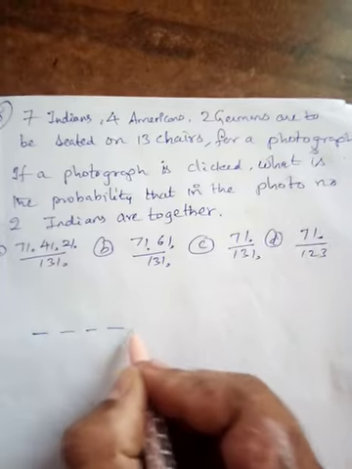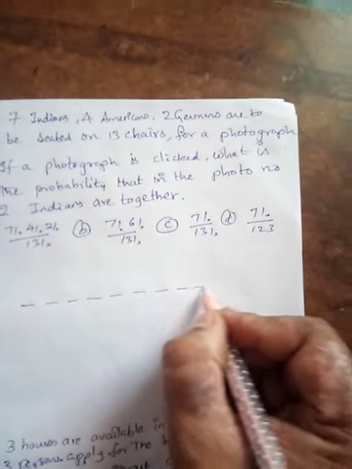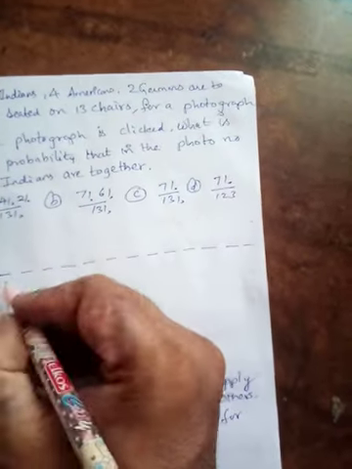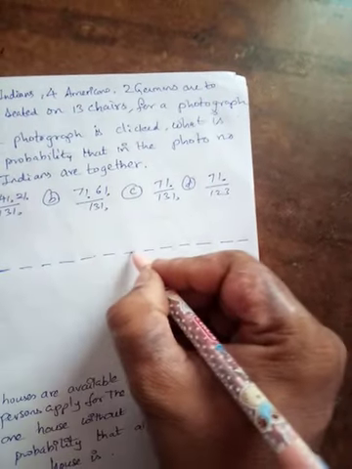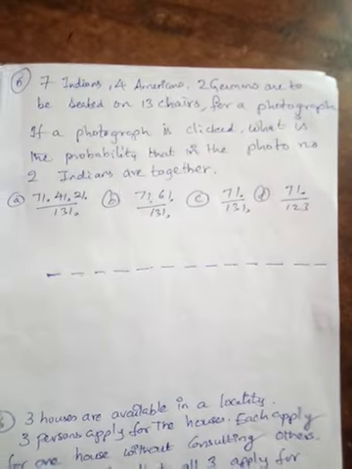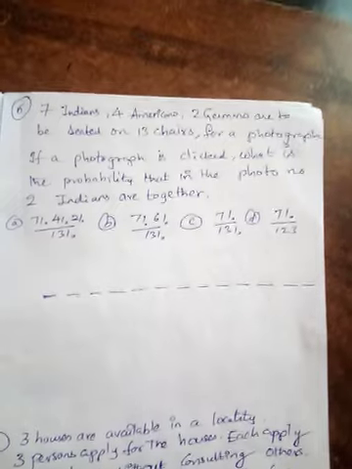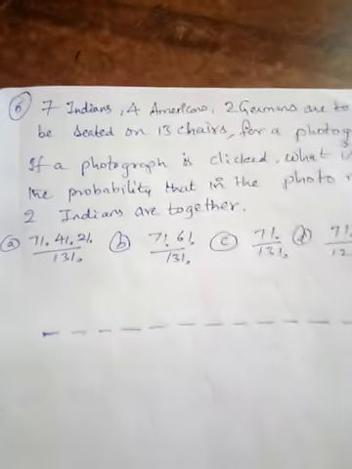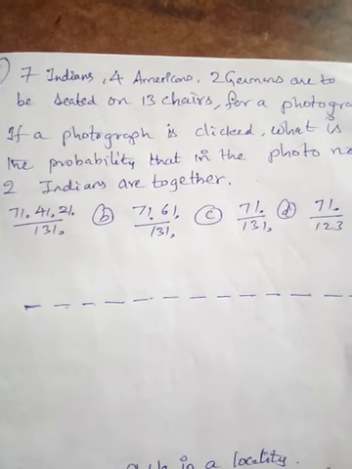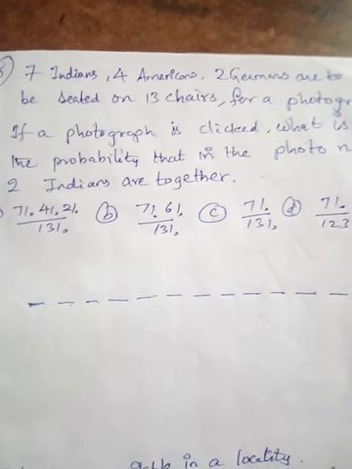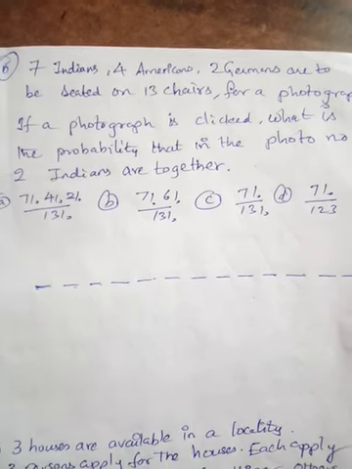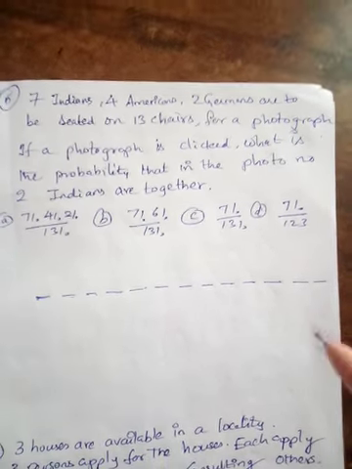So 13 chairs are there for us. Out of these 13 chairs, they are going to sit for a photograph. Who are going to sit: 7 Indians, 4 Americans, 2 Germans. If a photograph is clicked, what is the probability that in the photo no 2 Indians are together?